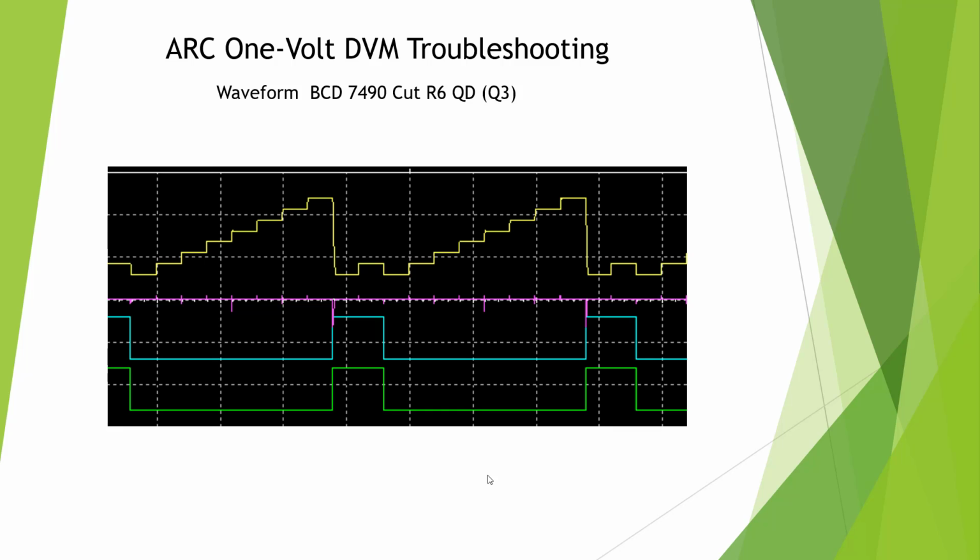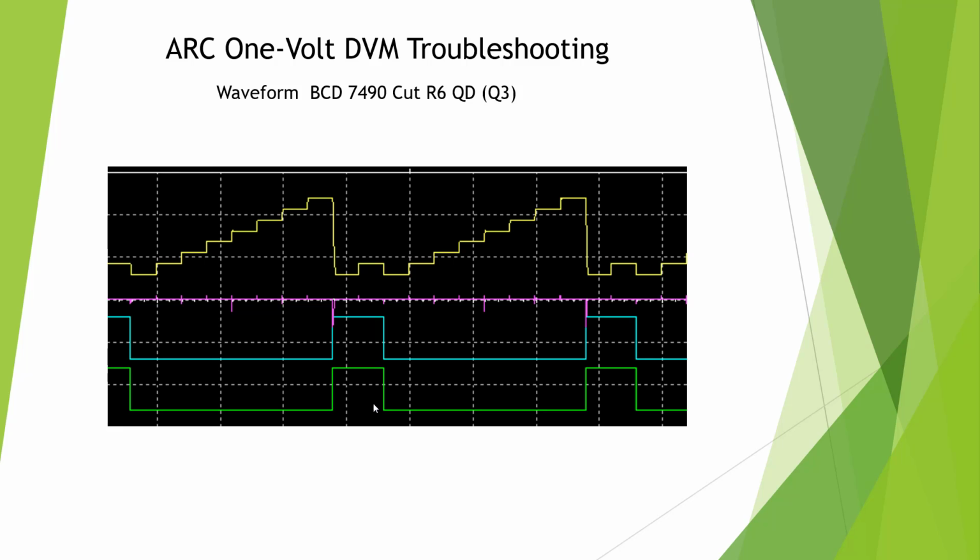Here's our waveform with our cut R6. So R6 is QD, so it's going to be a 1-bit. And if we look here, we have 1, 2, 3, 4, 5, 6, 7, and then open. So we have this broken piece here. So it's not a good stair step, and it's damaged in this way.